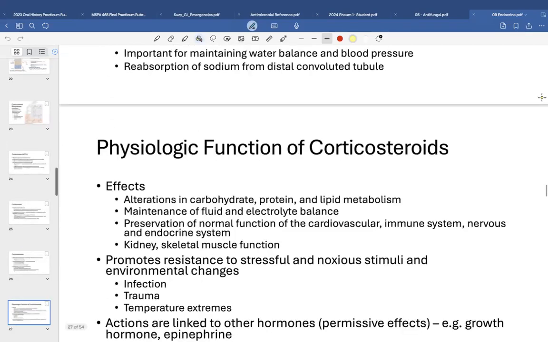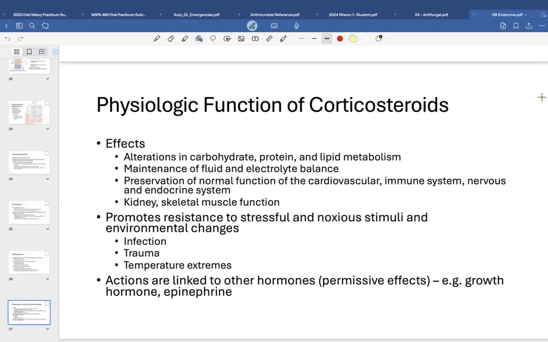Corticosteroids affect carbohydrate, protein, and lipid metabolism. Specifically, the mineralocorticoids maintain fluid and electrolyte balance. Cortisol is involved in cardiovascular, immune function, nervous system function, endocrine functions, kidneys, skeletal muscles. It's a stress hormone, so it promotes resistance to stressful stimuli, from infection to trauma to temperature extremes.